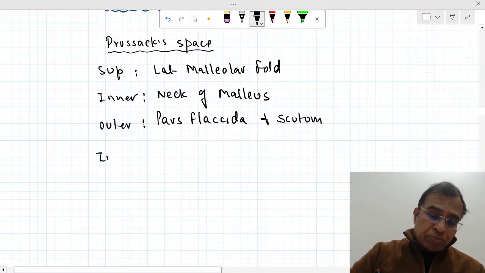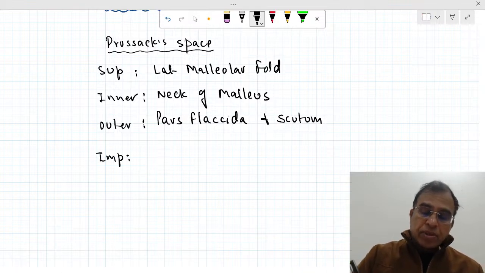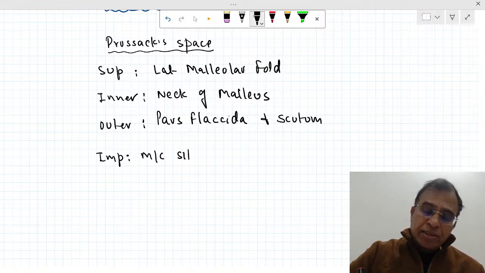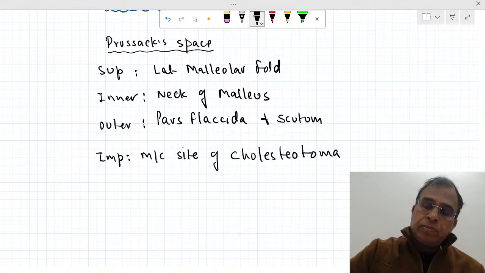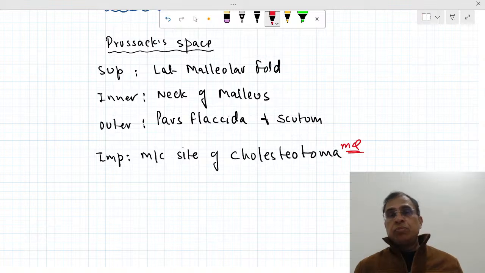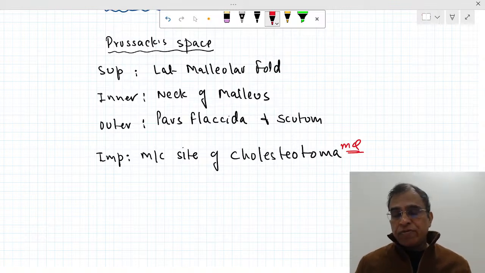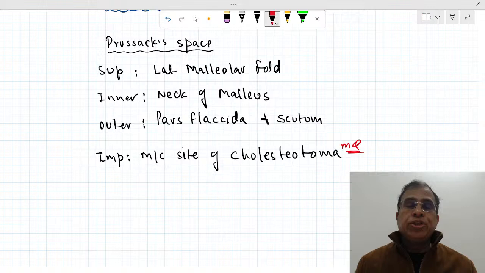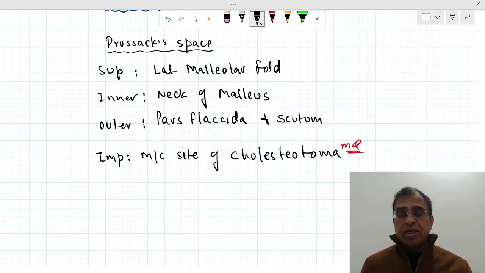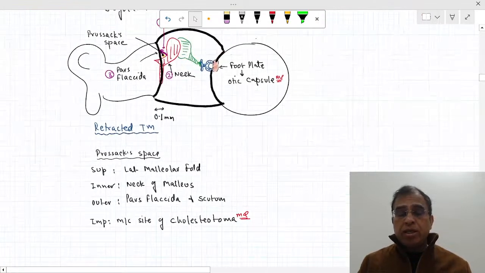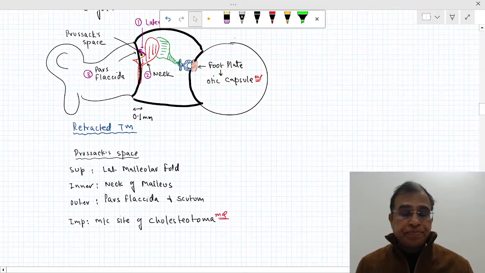And what is the importance of Prussak space? Why is it important? Because Prussak space is the most common site of cholesteatoma formation. And this is the importance of Prussak space. It is the most common site of cholesteatoma formation. So retraction and Prussak space are the two things that I wanted to explain with the help of this diagram.